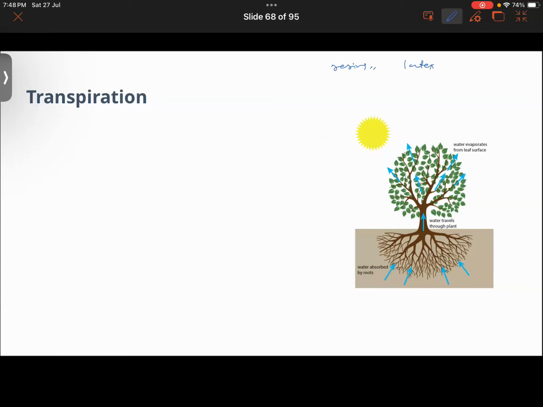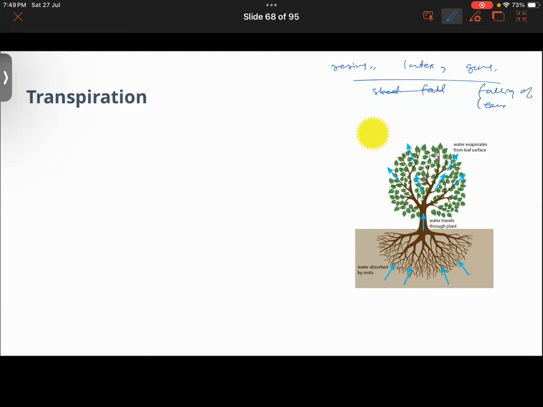You would have heard of latex, resins, gums. It would be visible on their bark. Furthermore, you know that whenever plants shed their leaves, when the leaves fall, that is also one of the ways the plants get rid of the extra waste stored in their body.